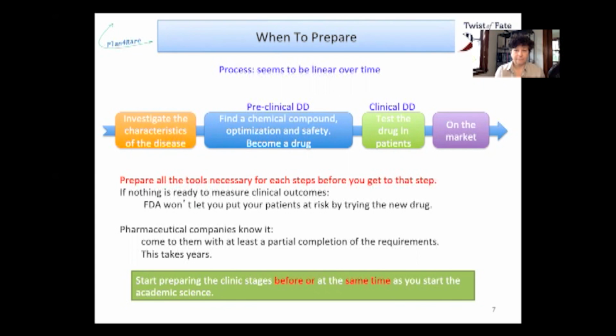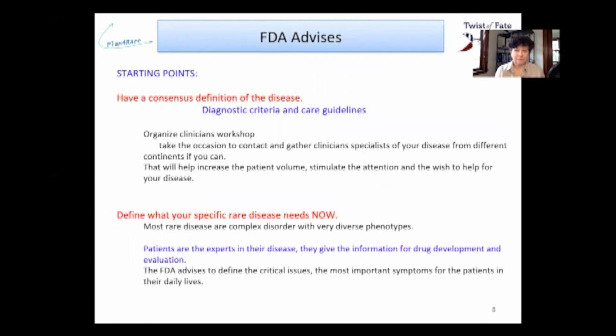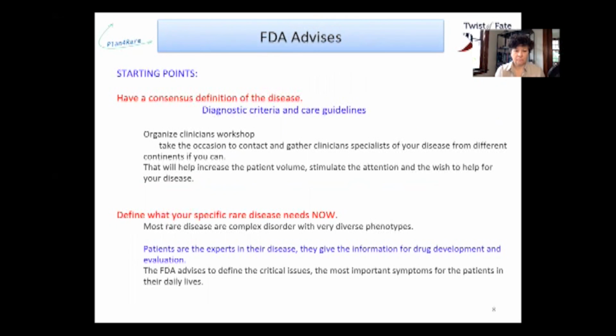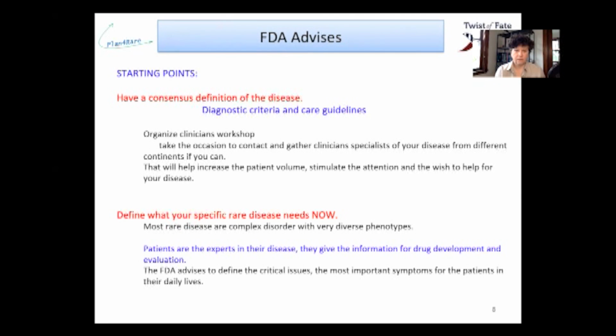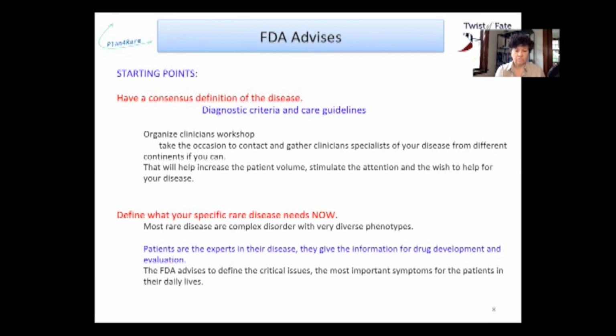The advice from the FDA is for starting points. The most important thing is to start with a consensus definition of the disease. This is fundamental before anything else. You can also establish diagnostic criteria and care guidelines. For that, organize clinicians' workshops. Take the occasion to contact and gather clinician specialists of your disease from different continents if you can. That will help increase the patient volume and stimulate the attention and the wish to help for your disease.